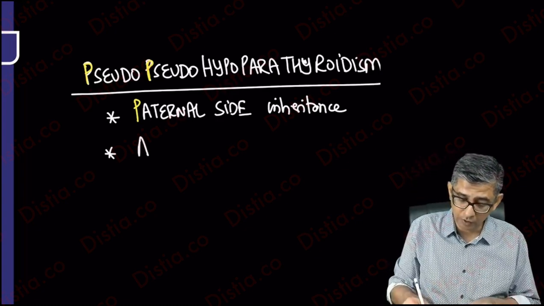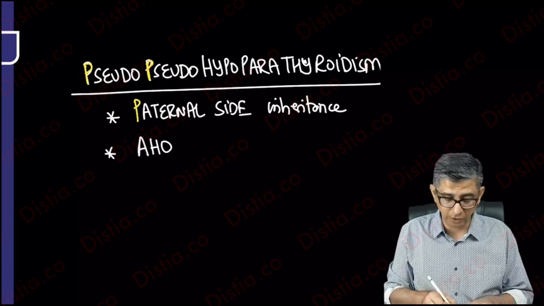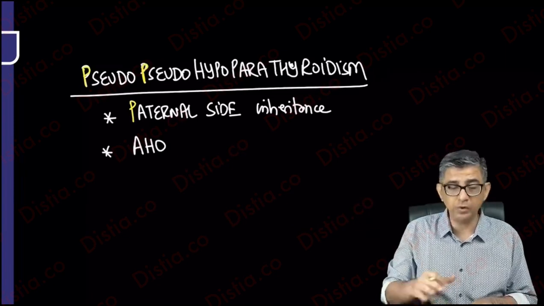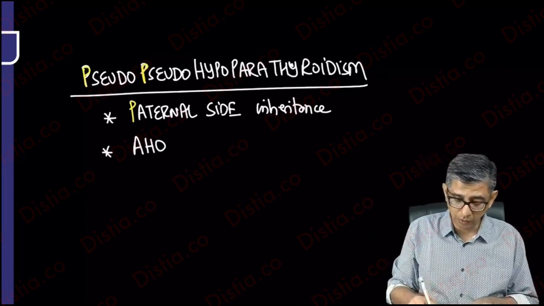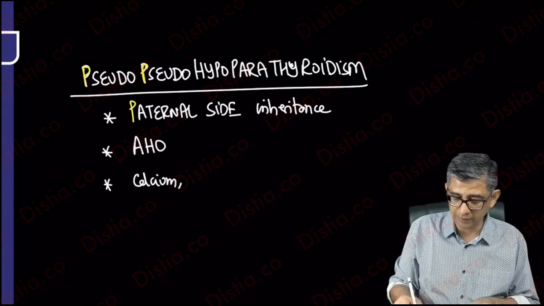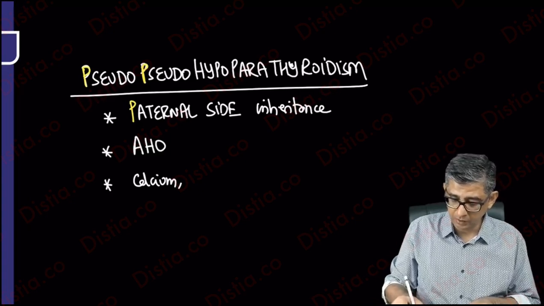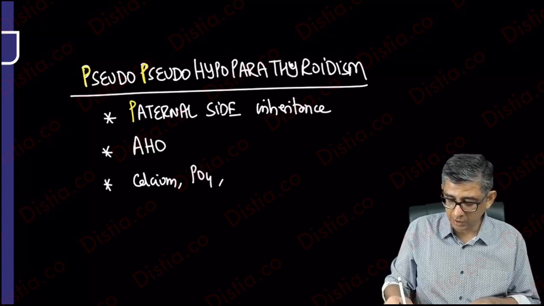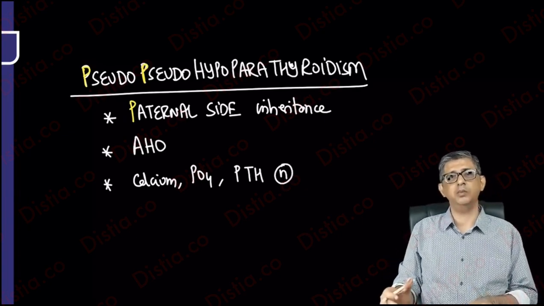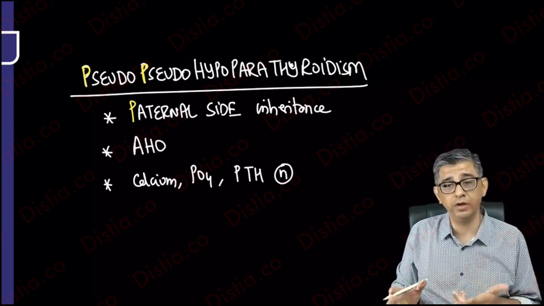Why do they call it pseudo twice? Because in this condition, the AHO, Albright hereditary osteodystrophy that I described, short stature, knuckle dimple sign, that same thing is also present. But if you check in this patient the value of calcium, phosphate, and PTH, all of these values would be perfectly normal. And when I say everything is normal, the query most people have is, sir, what disease are we talking about? Everything is normal, then you're saying there is a disease.